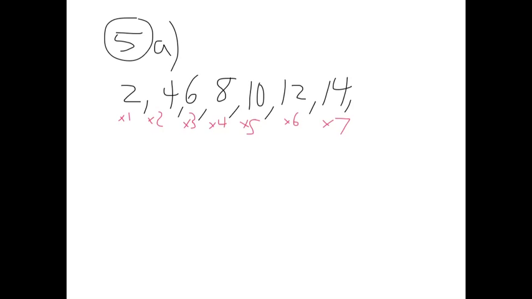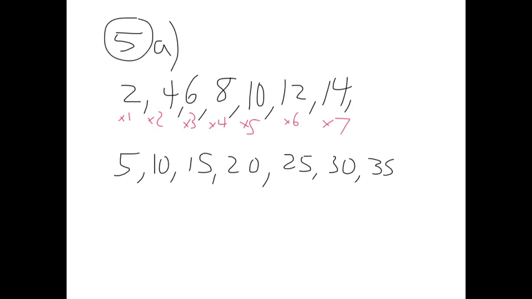Let's look at the multiples of 5 now. What are the multiples of 5, other than just 5? 10, 15, 20, 25, 30, 35, 40. How high should I go? Just list maybe the first 8 multiples or so. That's what we did.